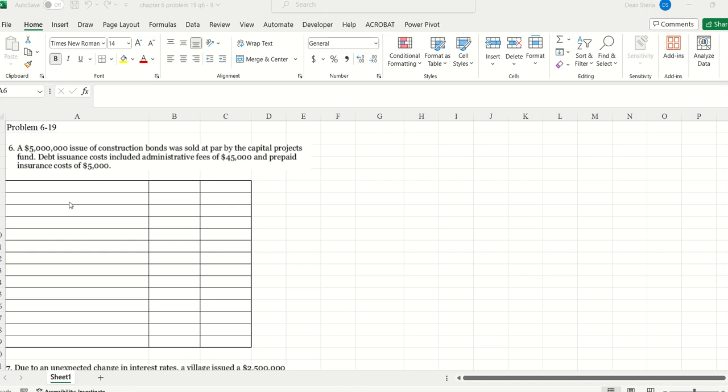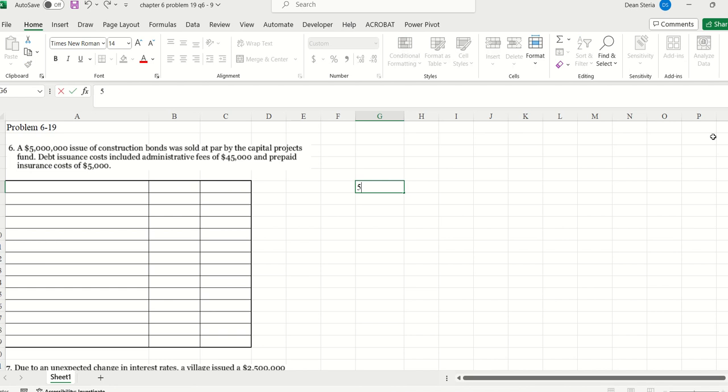Okay, welcome back. In this one, we're going to combine 6, 7, 8, and I believe there is 9. So we're going to do all those in one shot here because they're not too big. So let's defluff this. A $5 million issue of bonds was sold at par.